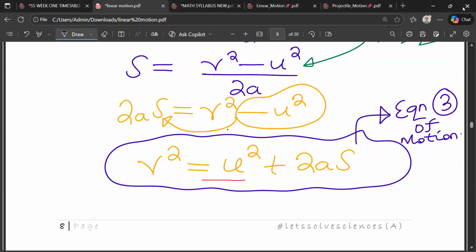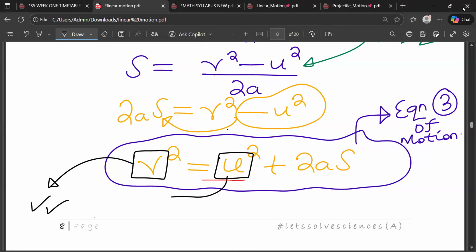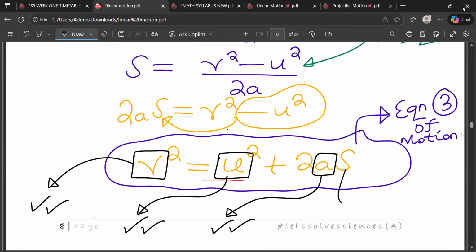Okay, sir. Ben, you tell me, what does V represent? The final velocity. Good. What does U represent? The initial velocity. What does A represent? The acceleration. What does S represent? The displacement. Thank you so much. You can now mute. Very good.